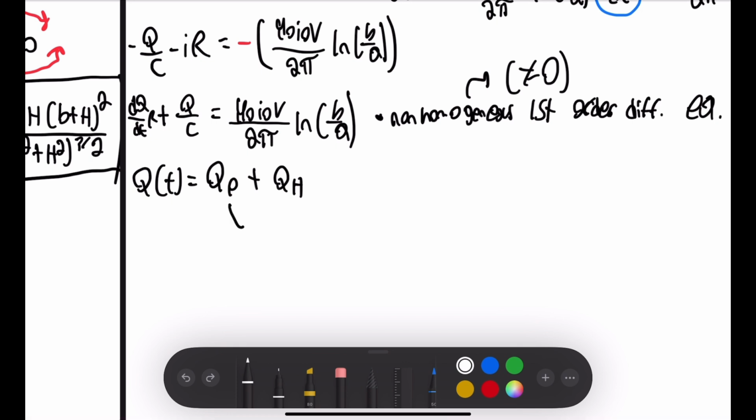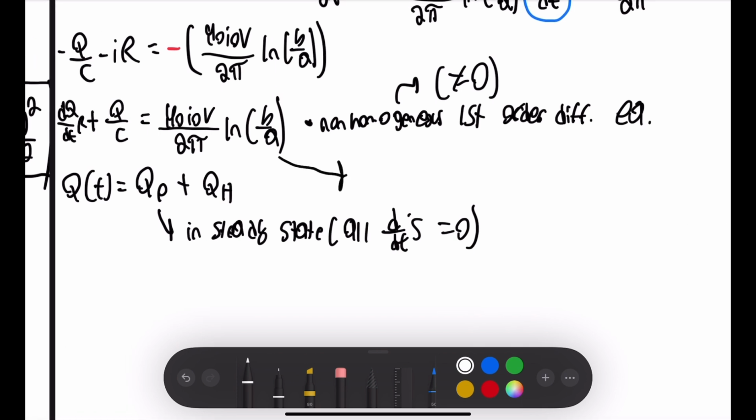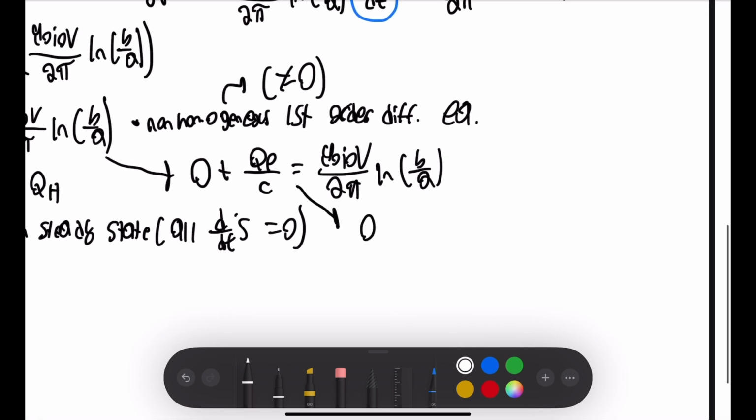So let's begin solving. So qp is in steady state, so all derivatives with respect to time equal 0. If I reference this equation, I will have 0 plus qp over c equal to mu naught I naught v over 2 pi ln of b over a. Multiply by c on both sides, and I get qp is equal to mu naught I naught cv over 2 pi ln of b over a.